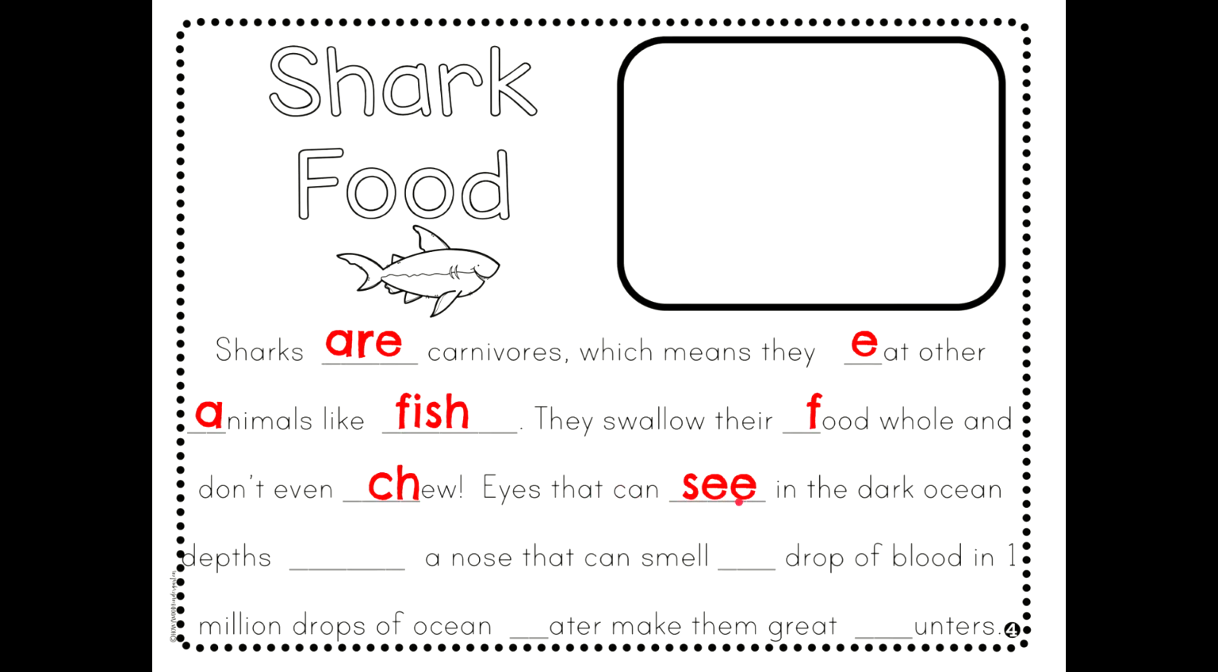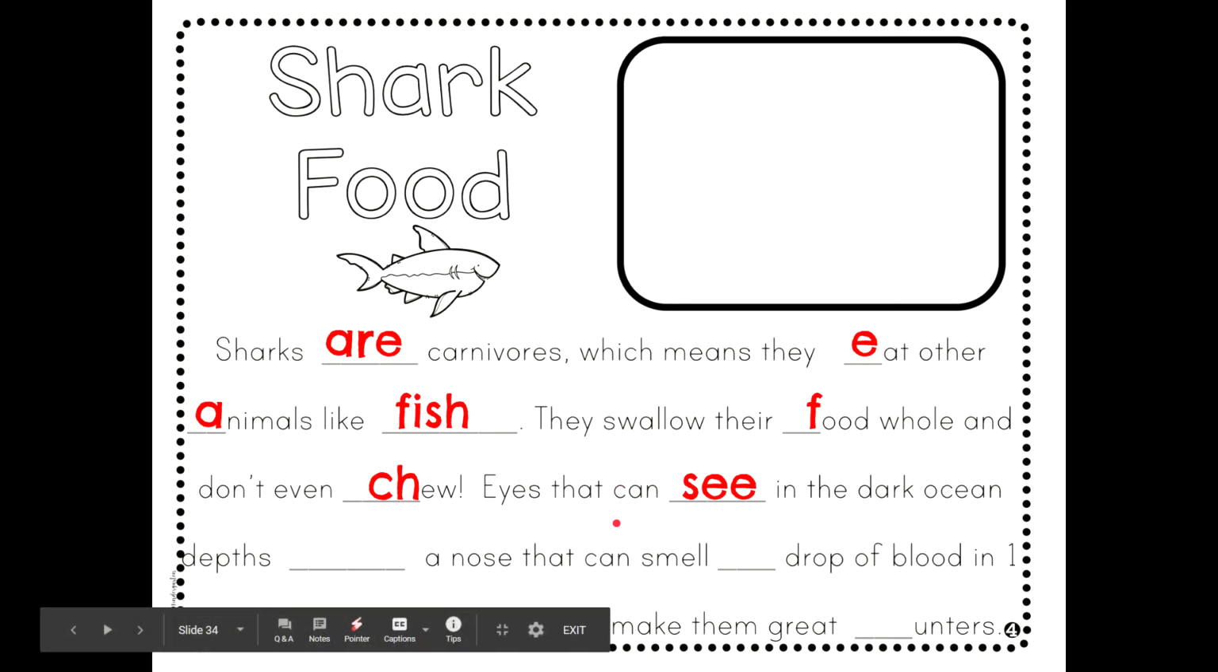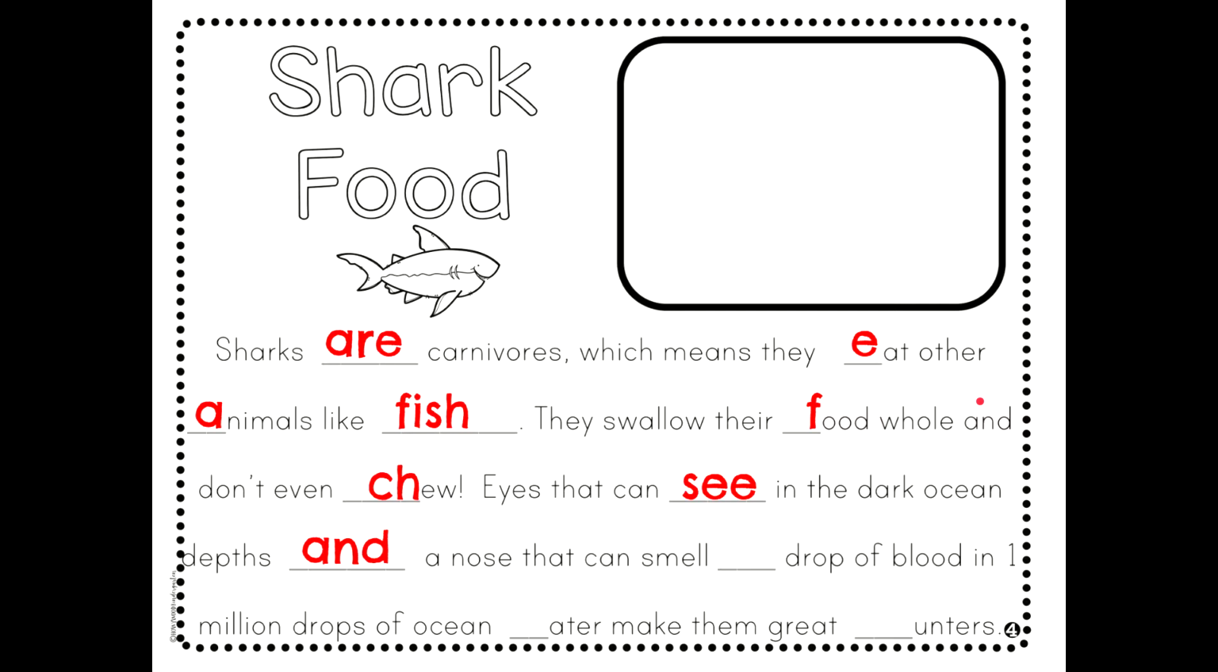Eyes that can see, S-E-E, in the dark ocean depths, and, A-N-D, and, eyes that can see in the dark ocean depths, depths means the deep, deep ocean, and a nose that can smell 1 drop of blood in 1,000,000 drops of ocean water make them great hunters. Go ahead and copy the rest of those fill-ins. I'll give you a moment to do that.